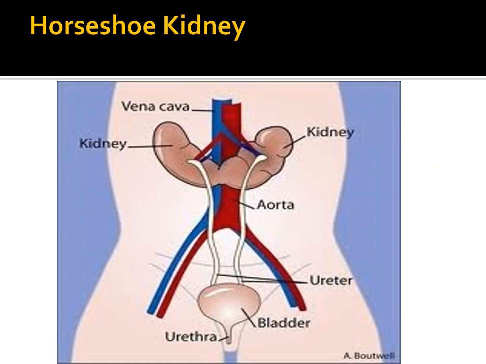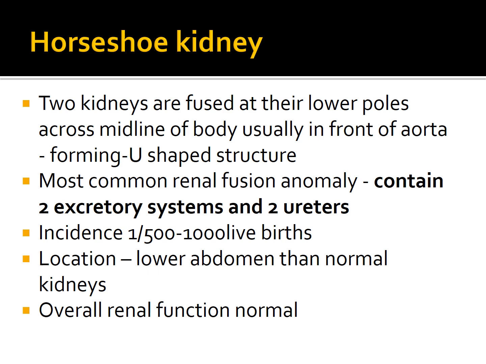Third, horseshoe kidney. So here if you look at the kidney, the lower poles of the kidneys are joined. They are fused and form a U-shaped structure with the 2 ureters coming from two kidneys. In horseshoe kidney, the 2 kidneys are fused at the lower poles across the midline of the body, usually in front of the aorta, forming a U-shaped structure. This is the most common renal fusion abnormality, and this also remains asymptomatic.